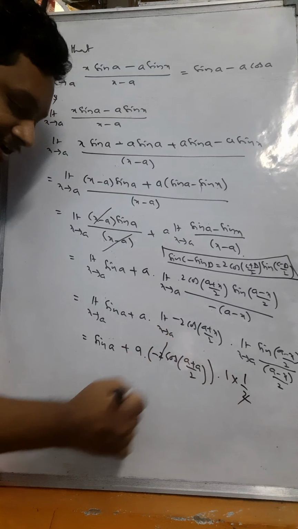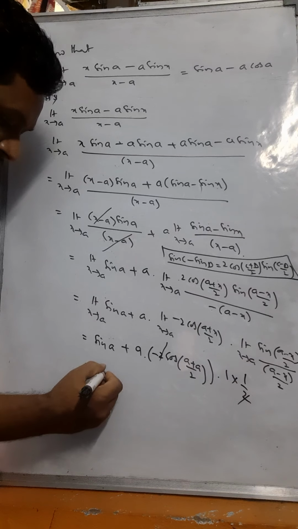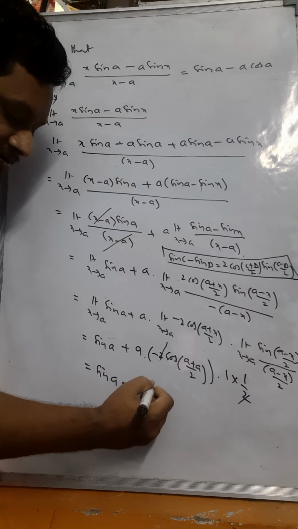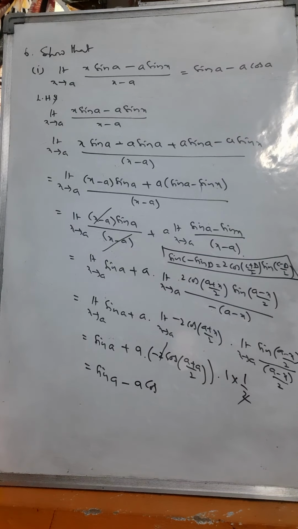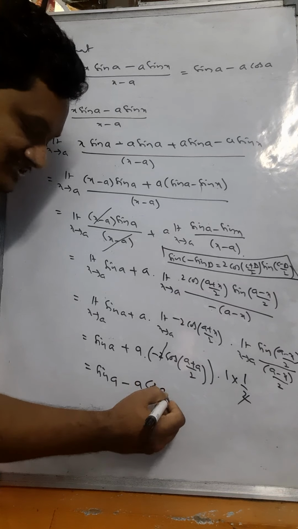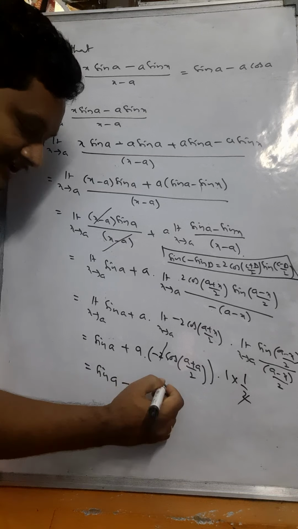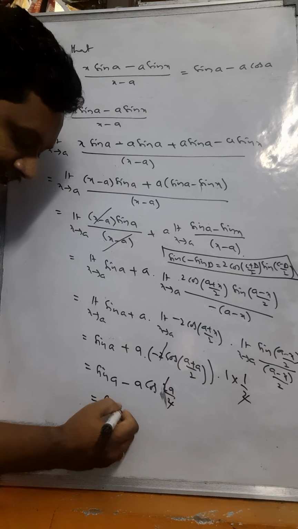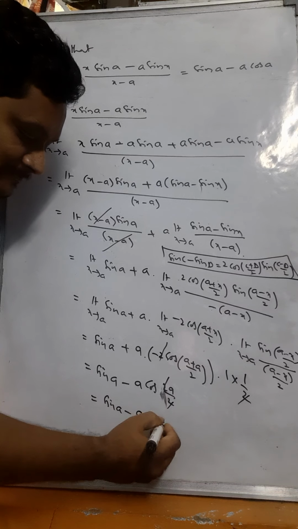So the 2 will get cancelled. We will get a sin a plus a into minus cos of (a plus a) by 2, and a plus a means 2a, and 2a by 2 means the 2 gets cancelled. That is a. So the answer is sin a minus a cos a.